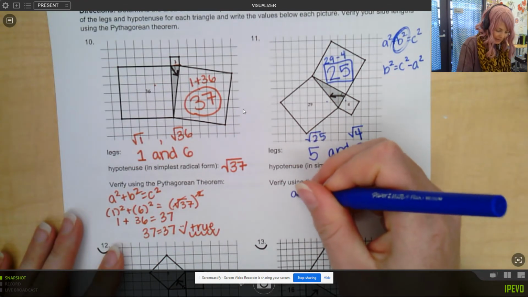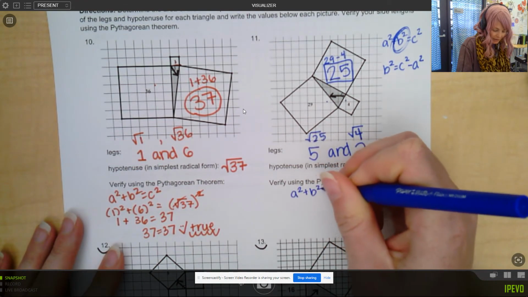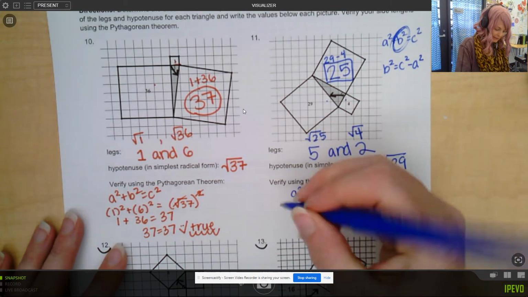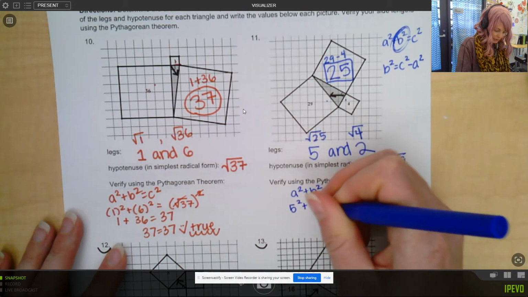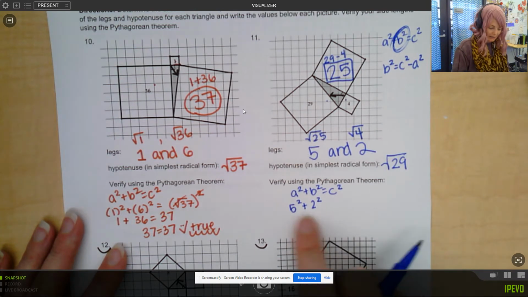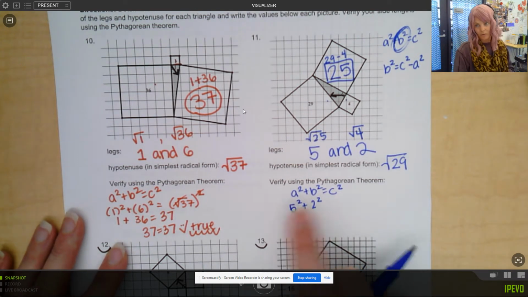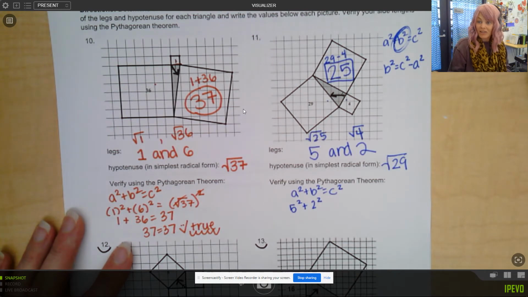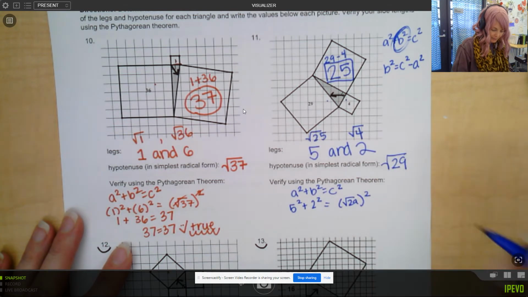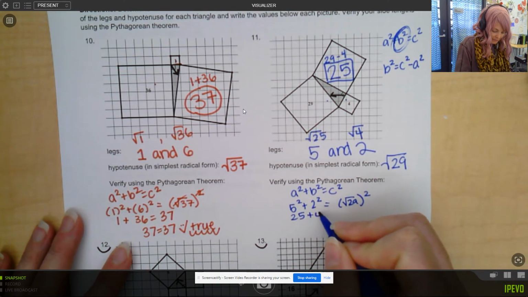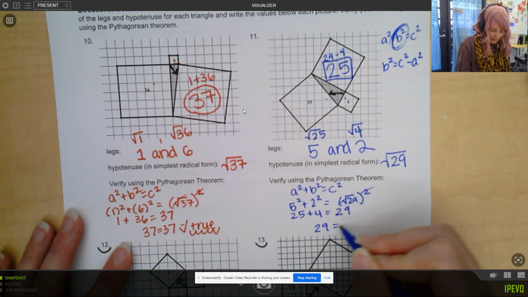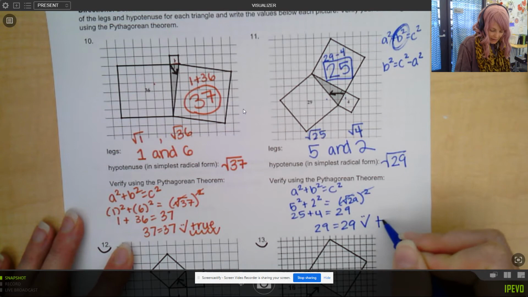Verify with Pythagorean theorem. A squared plus b squared equals c squared. You have to write the theorem first. Okay, we're plugging in the values of the legs. So 5 squared plus 2 squared. And notice a and b are interchangeable. They're being added, so it doesn't matter if I say 2 squared plus 5 squared or 5 squared plus 2 squared. Commutative property of addition. Equals c squared, which is the square root of 29 being squared. 25 plus 4, square roots and squares are inverse operations. And 29 is equal to 29. Yay, true statement.